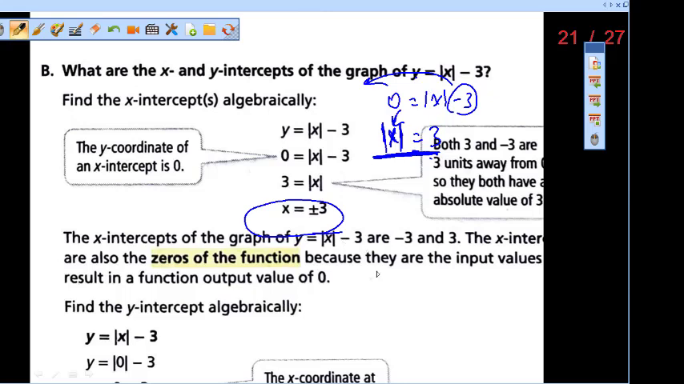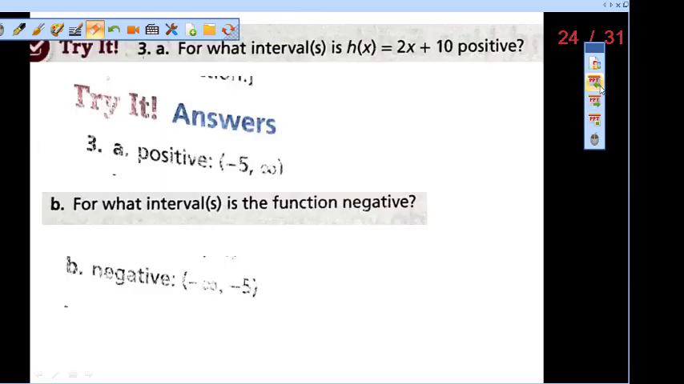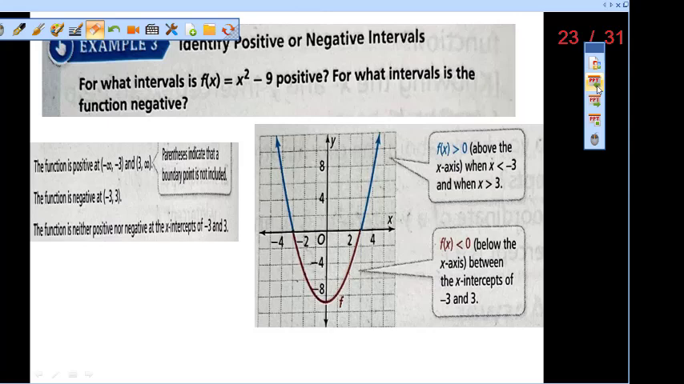It means I have two x-intercepts. For my y-intercept, set x to 0. It means it's negative 3. It means it's negative 3, and this one is an easy one, guys.